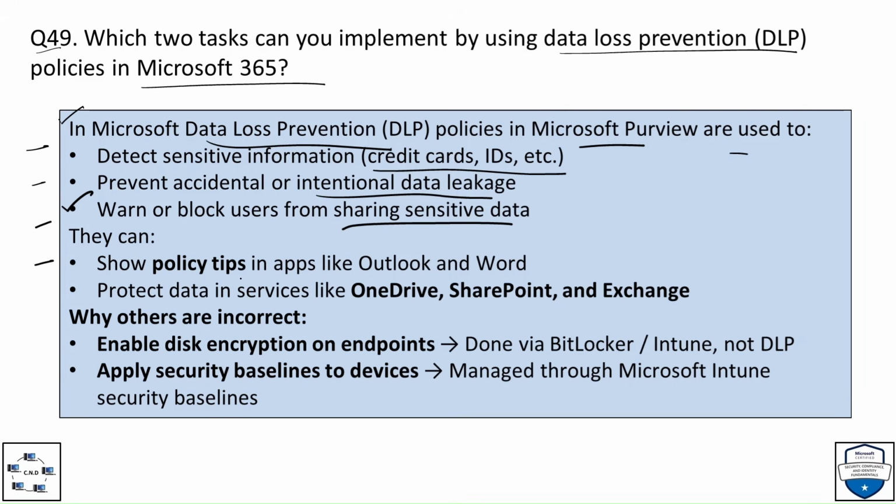So they can show policy tips in applications like Outlook and Word, and protect data in services like OneDrive, SharePoint, and Exchange. And why are the other options incorrect? Enable disencryption on endpoint is done via BitLocker or Intune, not DLP, and apply security baseline to devices is managed through Microsoft Intune security baselines.